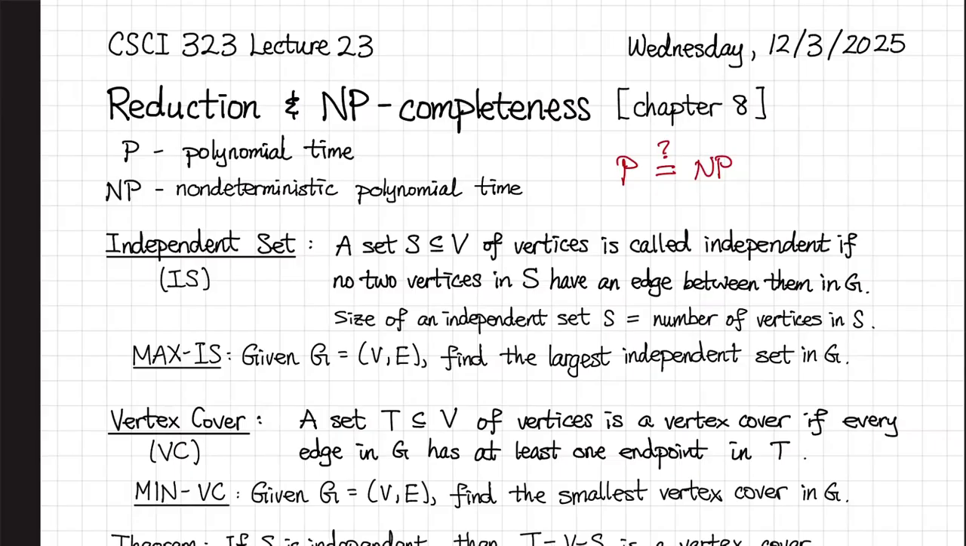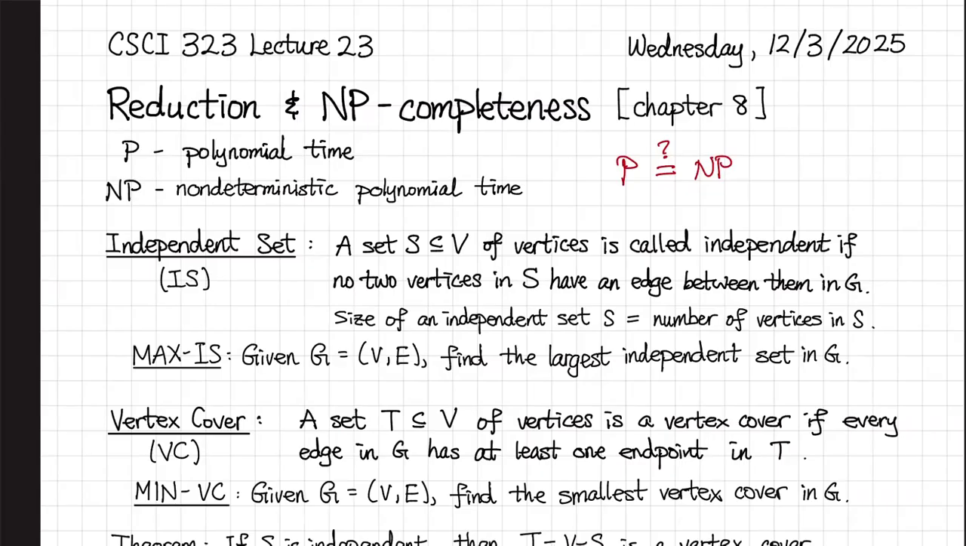In last class, we had the independent set problem, right? To find the maximum independent set, given a graph, we're trying to select the maximum number of vertices so that no edges belong to this subset.